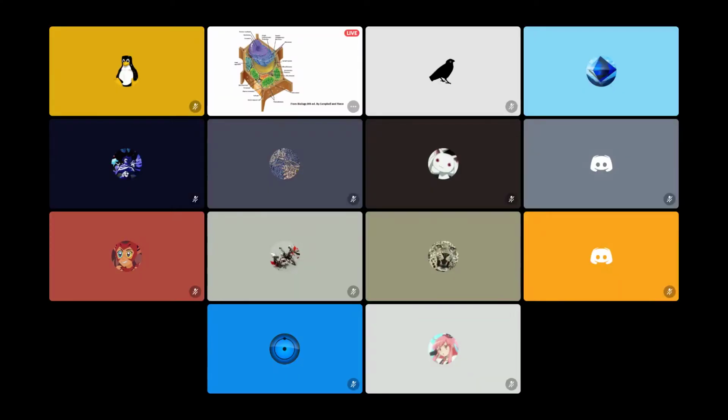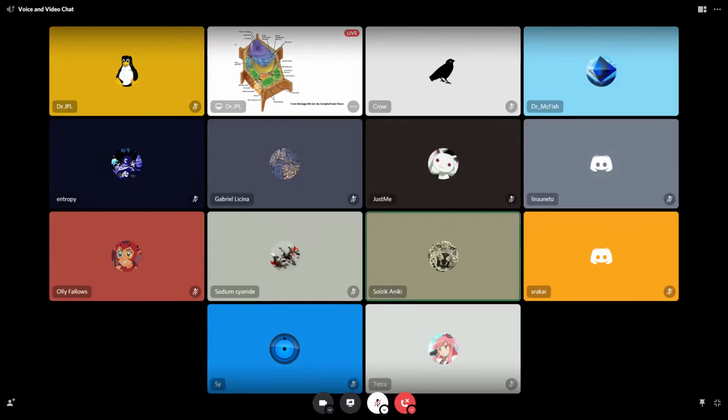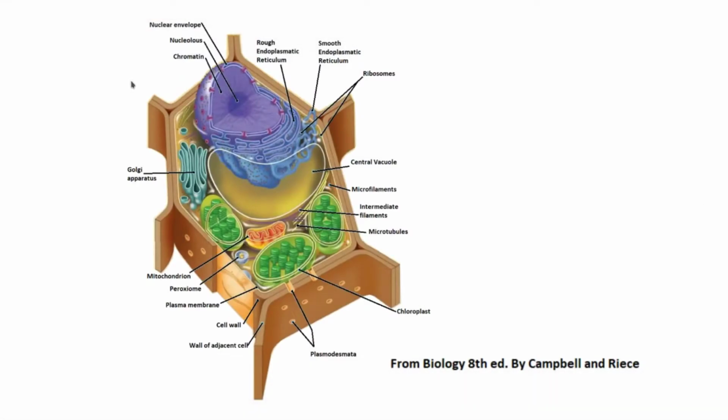So, plant cells. I'm going to go through the organelles that we haven't covered in animal cells, mostly. So the cell wall: it is an outer layer that maintains cell shape and protects cells from mechanical damage, made of cellulose, other polysaccharides, and protein.